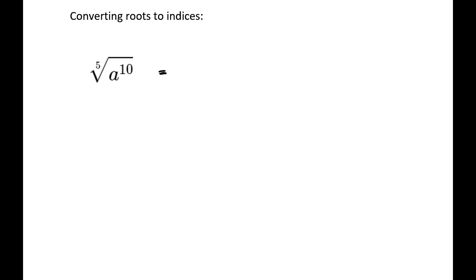Well, that's very simple actually. All we need to do is write a to the power of 10 divided by the root here, by 5. And that would be our index for this expression, the index way of writing. So a to the power of 10 divided by 5. And of course we can simplify that a little bit. So that would be 10 divided by 5, that would be a squared. So it's really quite easy and straightforward to convert something like that.